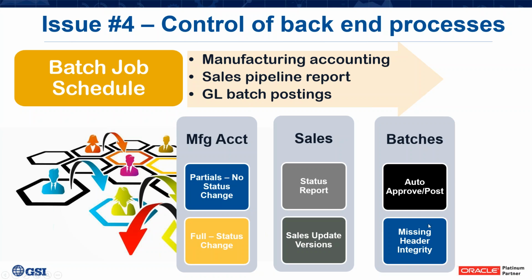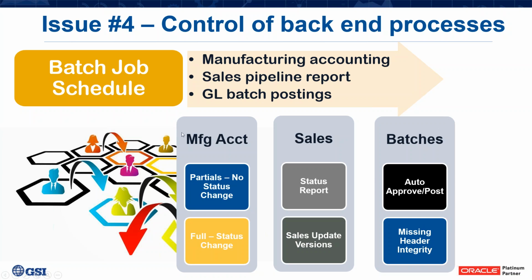And then finally, every once in a while, a batch header goes missing inside of JD Edwards. JD Edwards actually has a missing header integrity report that we can run, and if we set up our options correctly, it will automatically regenerate the headers so that the batch posting process works properly and we don't miss these batches and they don't get hidden under the covers.